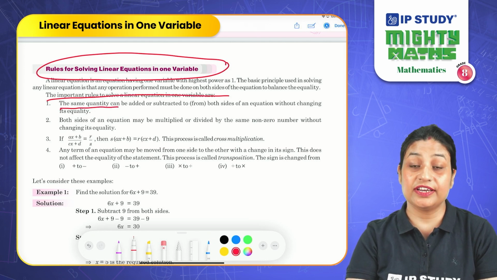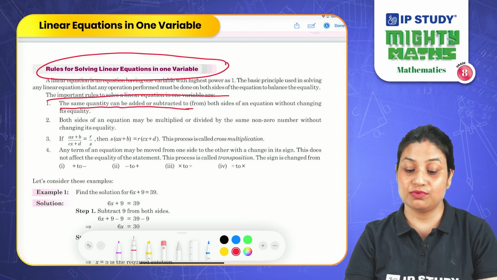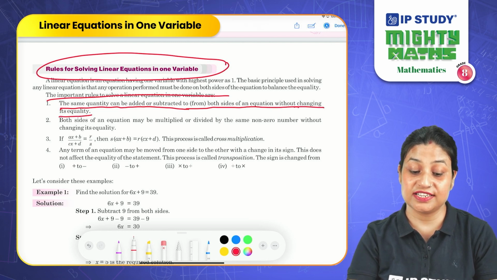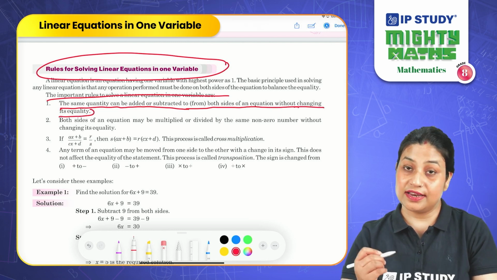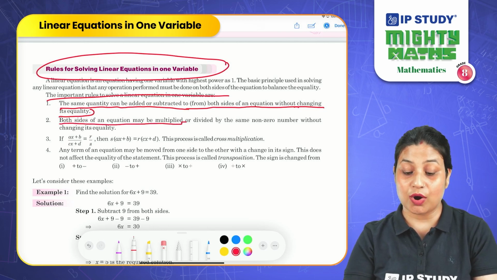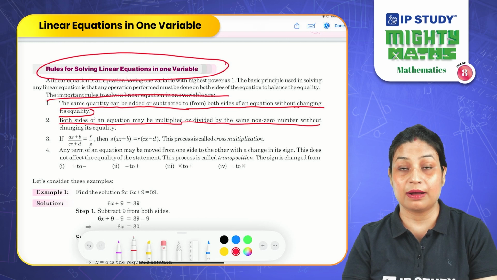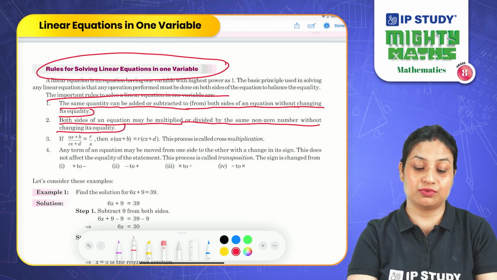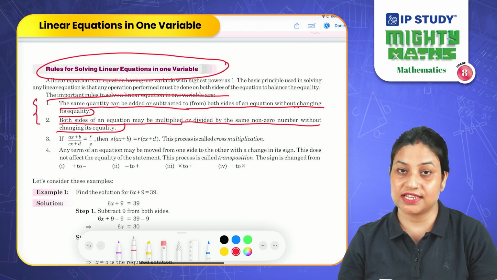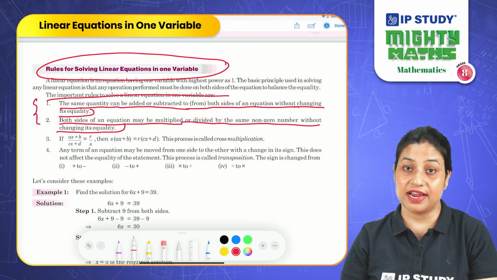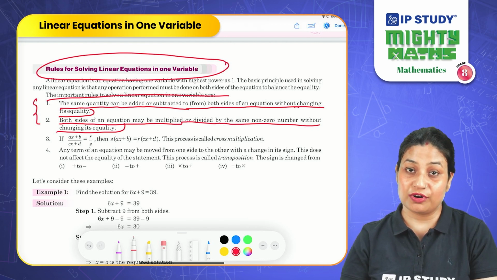the same quantity can be added or subtracted to or from both sides of an equation without changing its equality. The next rule says that both sides of an equation may be multiplied or divided by the same non-zero number without changing its equality. These two rules are ones we have already discussed in grade 7 when we were talking about equations, right? Now let's move on to the next rule.